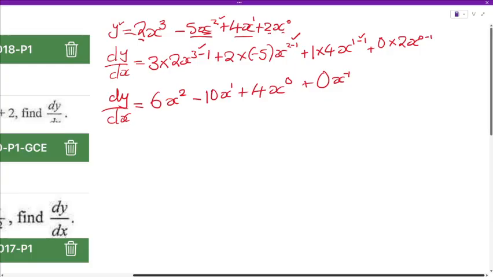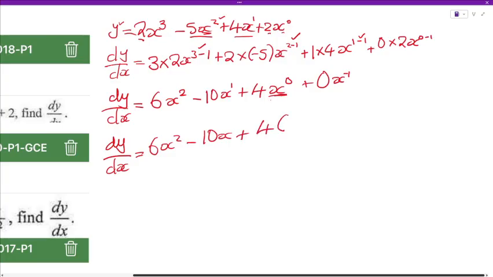Another one is basically going to be this one here. Let us solve so that we can see how that one is going to change. So dy over dx, here we have 6x squared minus 10x. Remember we said when the power of x is a 1, there is no need for you to write it, plus 4 times any value raised to the power of 0 is a what? A 1. So dy over dx will be equal to 6x squared minus 10x plus 4. 4 times 1 is a 4.